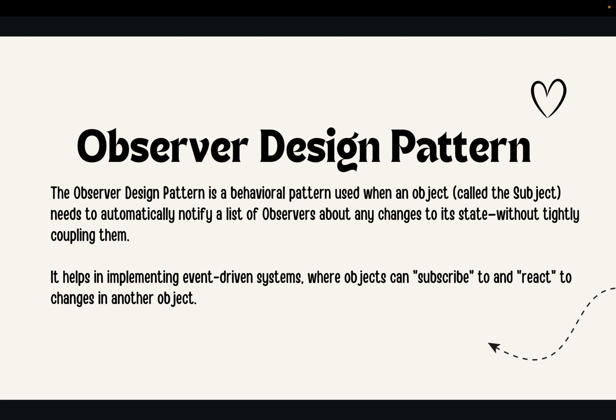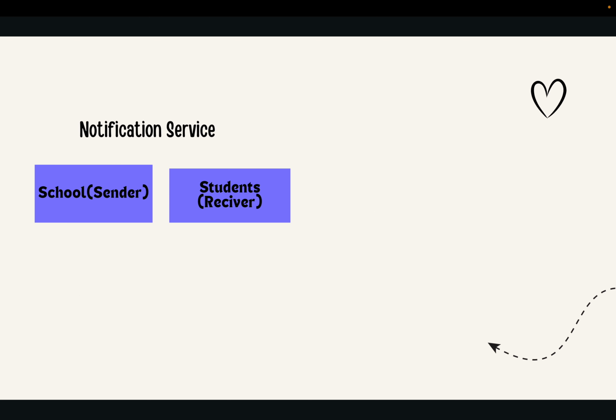The observer design pattern is a behavioral design pattern where an object, called the subject, needs to automatically notify a list of observers about any changes to its state without tightly coupling them. It helps in implementing event-driven systems where objects can subscribe to and react to changes in another object. It simply means you subscribe to a channel and get a notification when any update comes to my channel.